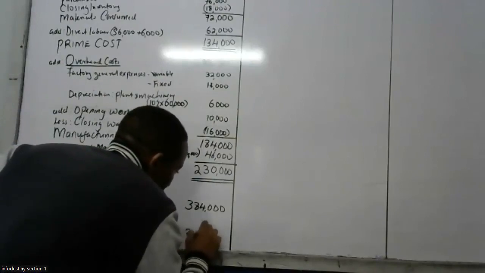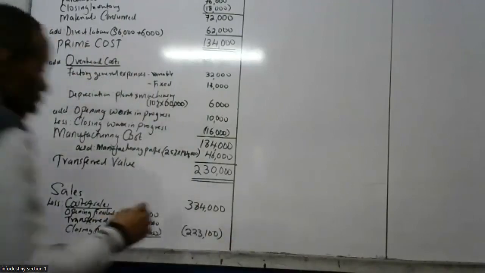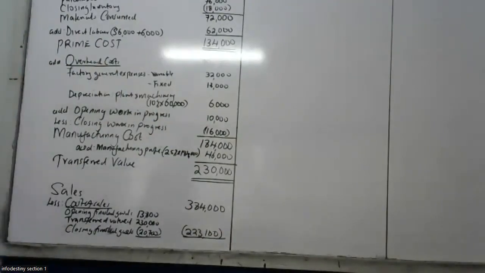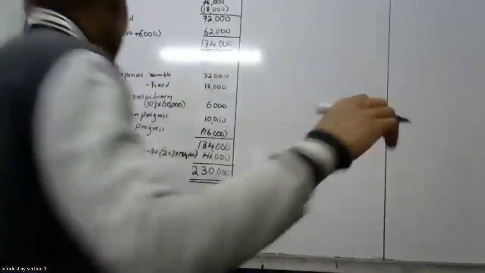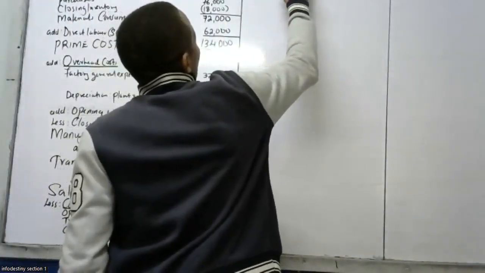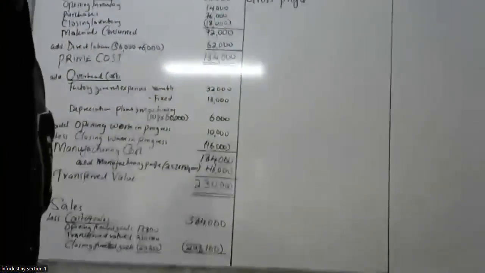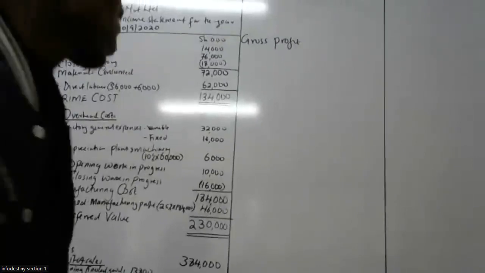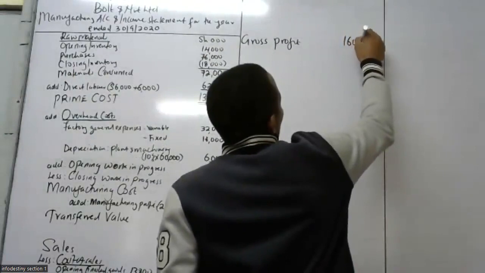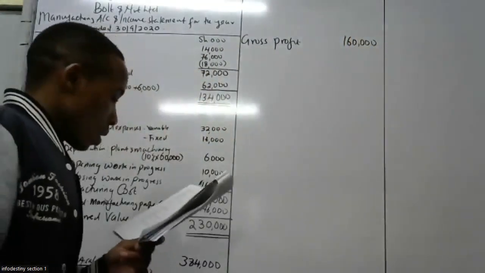223,100. Then we less that, we get the gross profit. Allow me to record it up here. We'll get a gross profit of how much? 160,900. We have written 160,900.